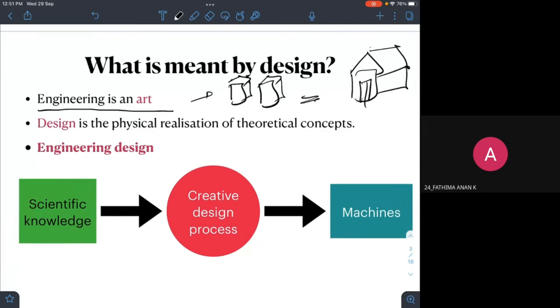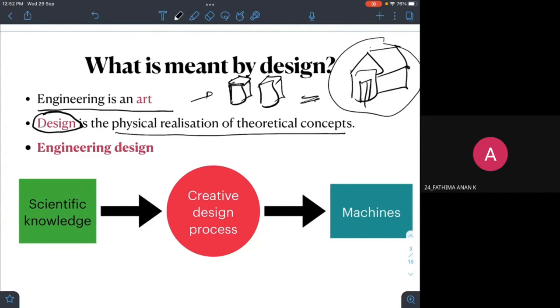That is why engineering is an art, and design is the physical realization of theoretical concepts. We have a plan about our home, how it should look, where you have to place your windows, how much ventilation it should have, whether it has enough light or not. You have all this planning in mind, and based on your own creativity, you construct a home from bricks, which are quite nothing, to something beautiful like a home. That is a physical realization of our theoretical concepts or ideas. What ideas we have in mind, we make practical by realizing them through design. That is the meaning of design.